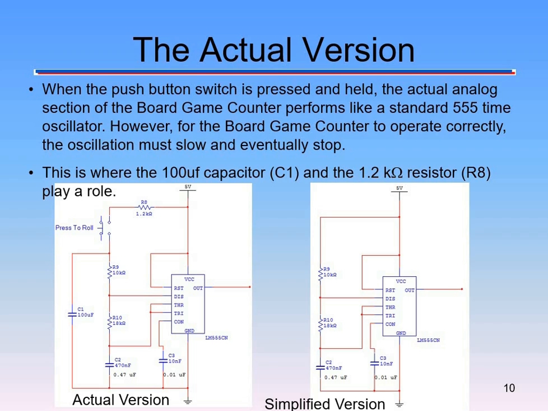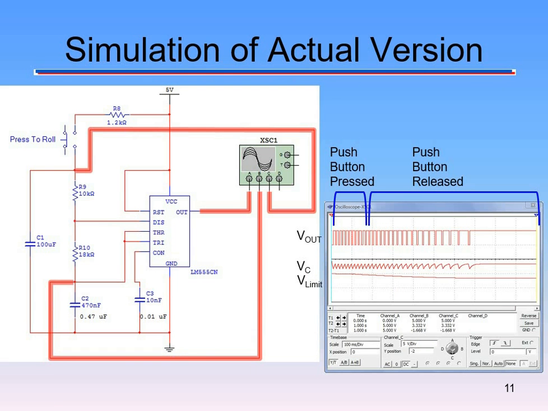Okay? So this is where we have that extra 100 microfarad capacitor and another key resistor in there that's 1.2 kilo ohms. This is going to help change what the signal actually looks like. Okay, so now we're going to add that third signal into the oscilloscope. So the one at the bottom, the limit. Okay, we still have V out, we still have VC, and now we have V limit.